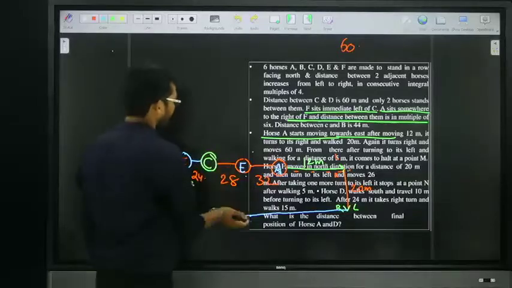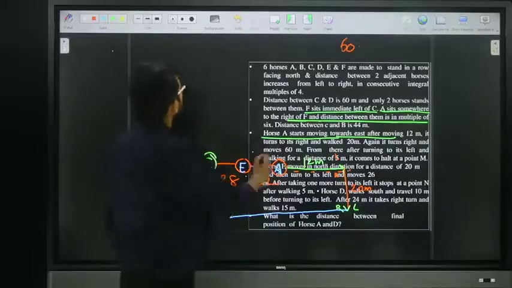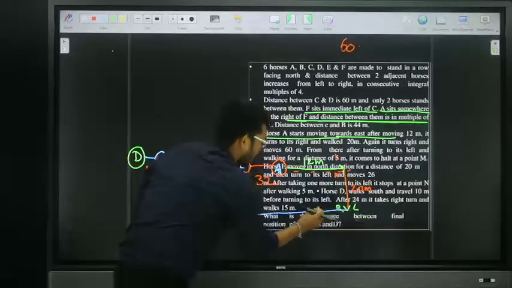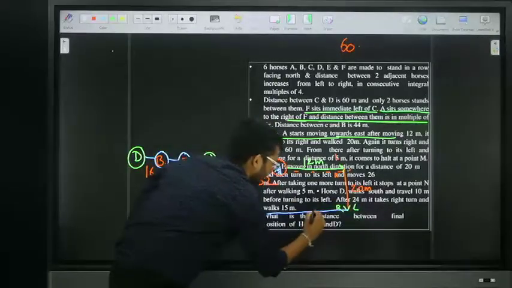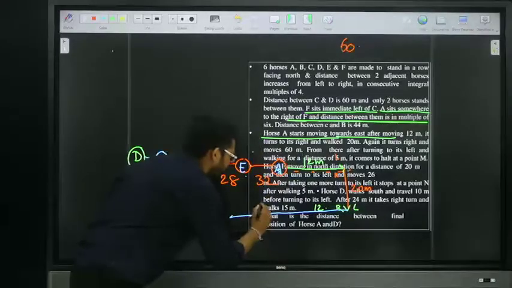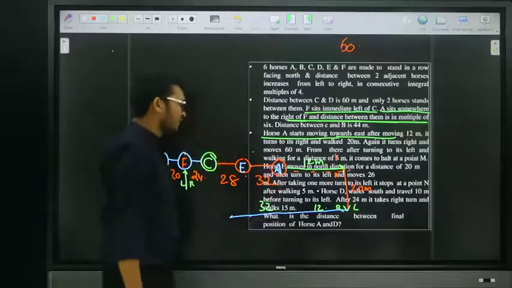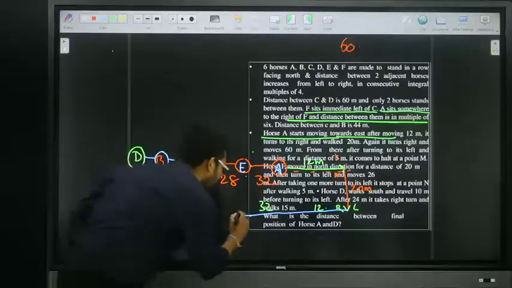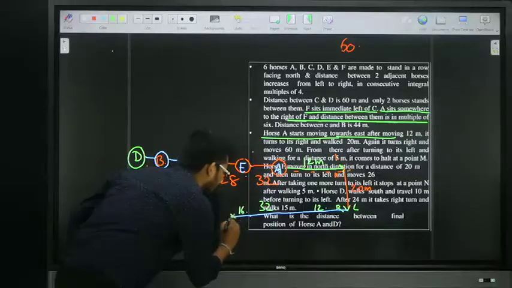Friends, take here. What is the measurement? See here, friends, from this end up to A, this one is 12. Next, the distance between A and A is 32, so the total is 44. But our requirement is 60 in total. That means the remaining is 16.